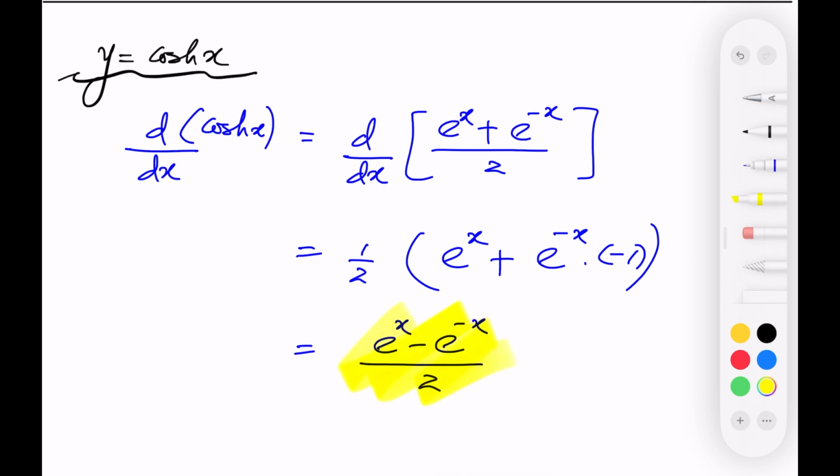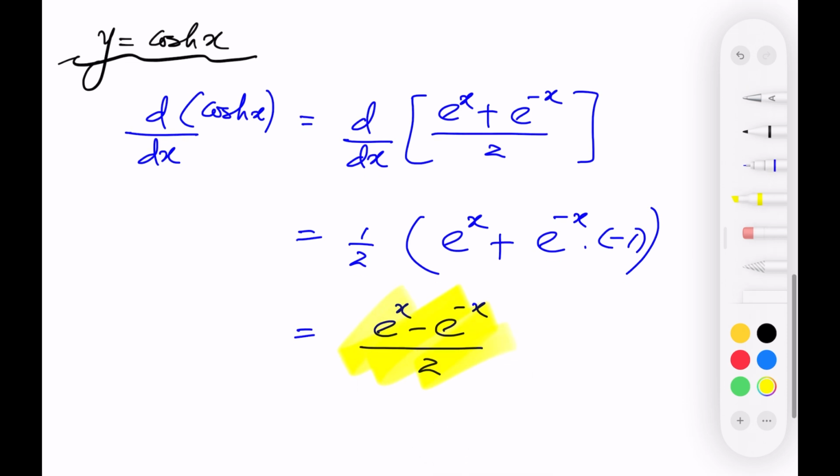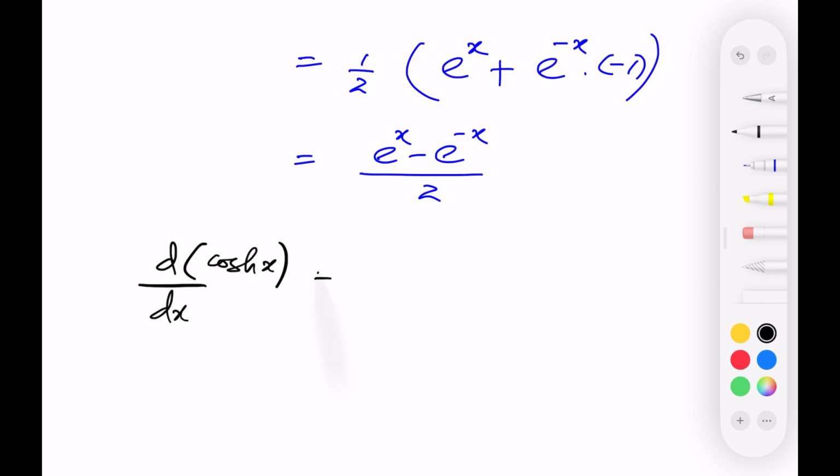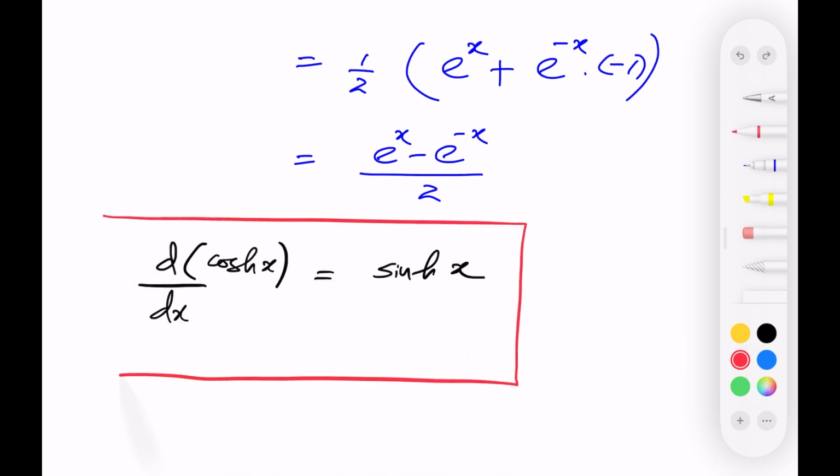And what is this function? That function is hyperbolic sine x. So we have established our second result also. If you differentiate hyperbolic cosine x, cosh x with respect to x, you get sinh x, hyperbolic sine x. Please note that if you differentiate cosine x, you get a negative sine x. However, if you differentiate hyperbolic cosine x, you do not get a negative symbol. Hyperbolic cosine x differentiation is equal to positive hyperbolic sine x.